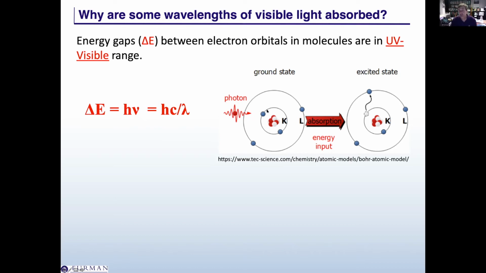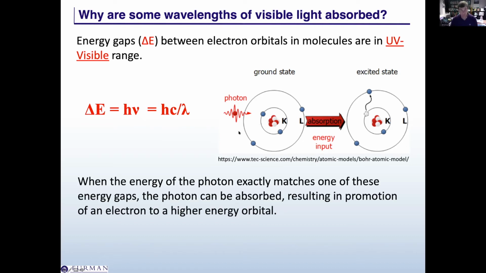And so the color of light that's absorbed depends on the energy gaps between the electrons, or where the electrons live, between the orbits. And so some things absorb green light, some things absorb red light, some things absorb purple light, some things absorb all of those things based on where the electrons are. So when the energy of the photon exactly matches one of these gaps, the light, that's a photon, can be absorbed. It will result in a promotion of an electron to a higher energy orbital.